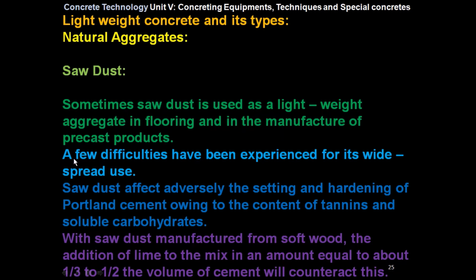A few difficulties have been experienced for its widespread use. Sawdust adversely affects the setting and hardening of Portland cement owing to the content of tannins and soluble carbohydrates. With sawdust manufactured from softwood, the addition of lime to the mix in an amount equal to about 1/3 to 1/2 the volume of cement will counteract this.